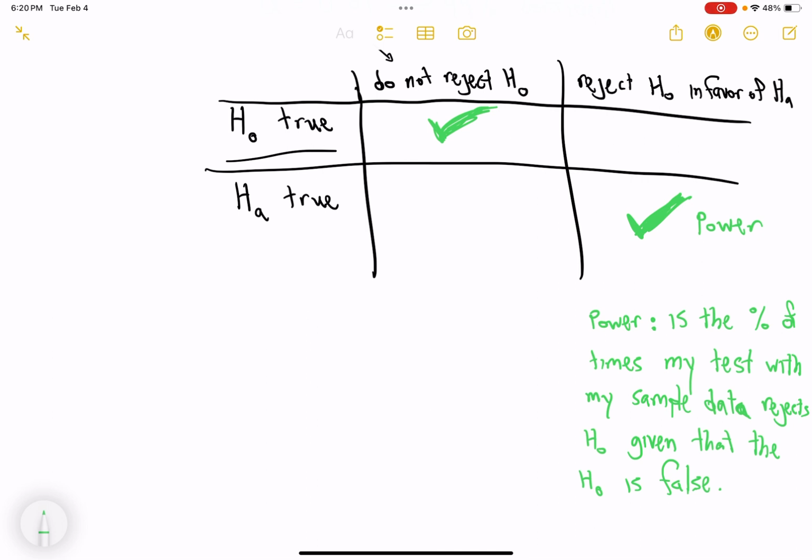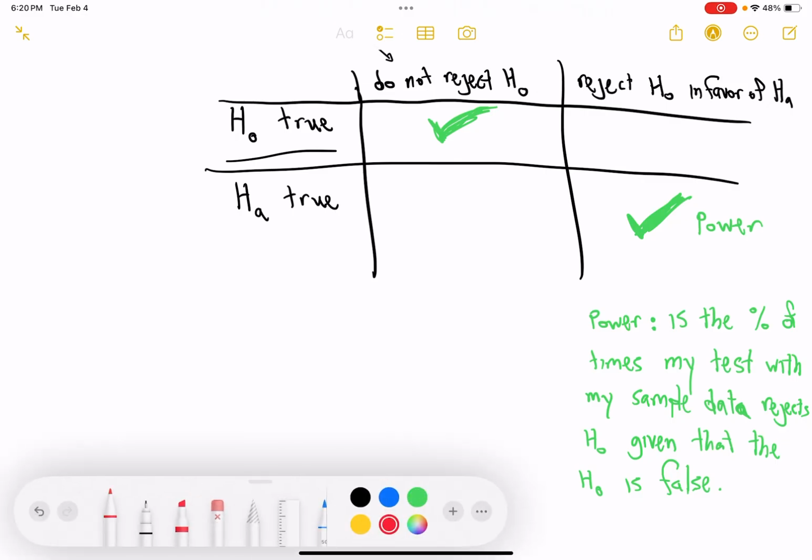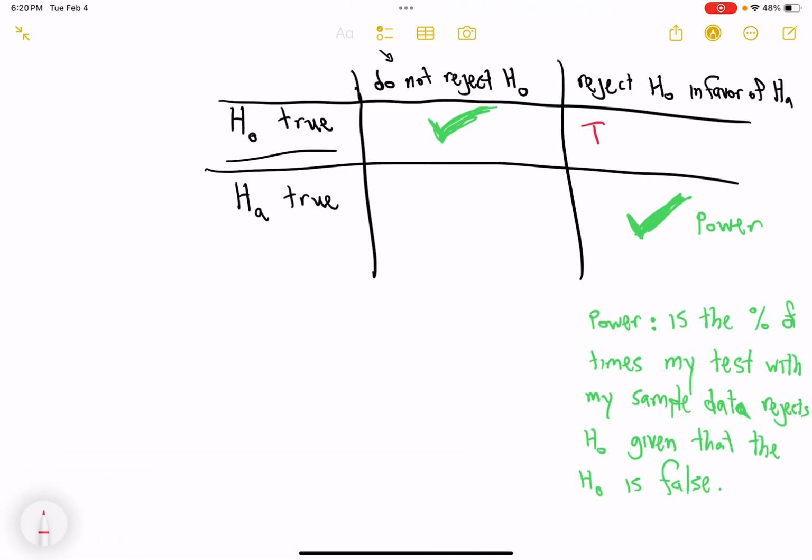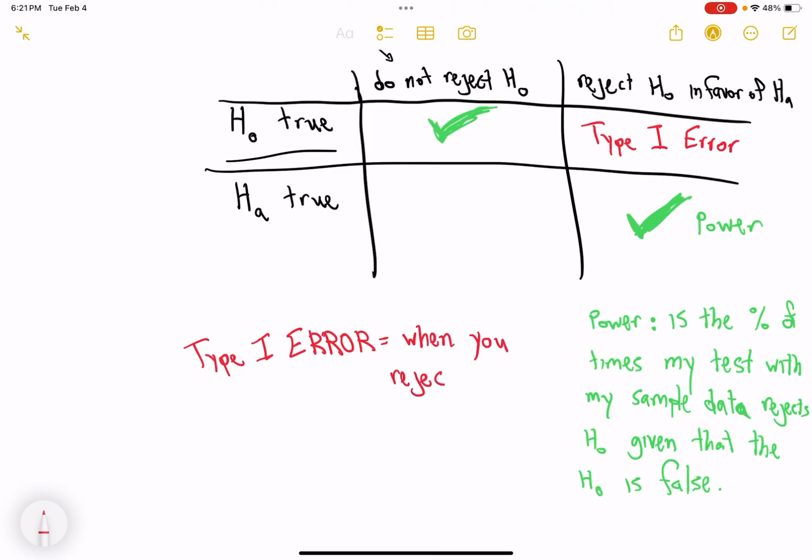So power is good, but we don't want too much power because otherwise we run the risk of what we call a type 1 error. And what is a type 1 error? Well, a type 1 error is when you reject the null when the null is true.